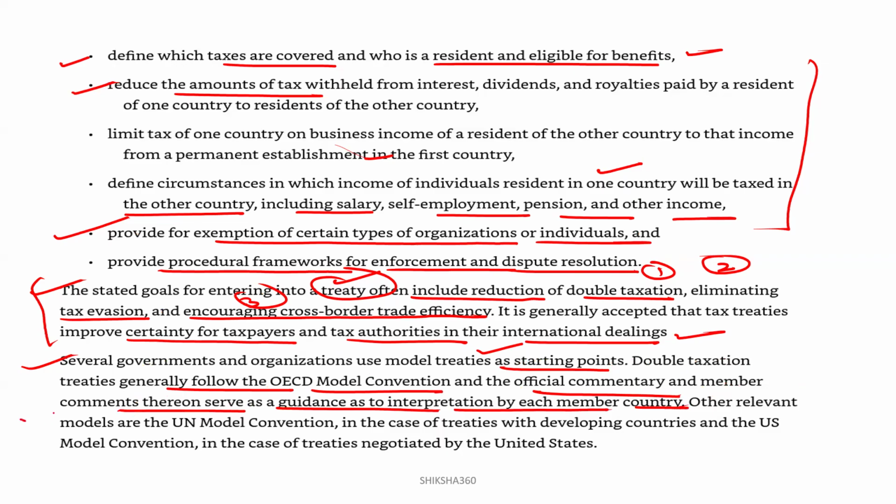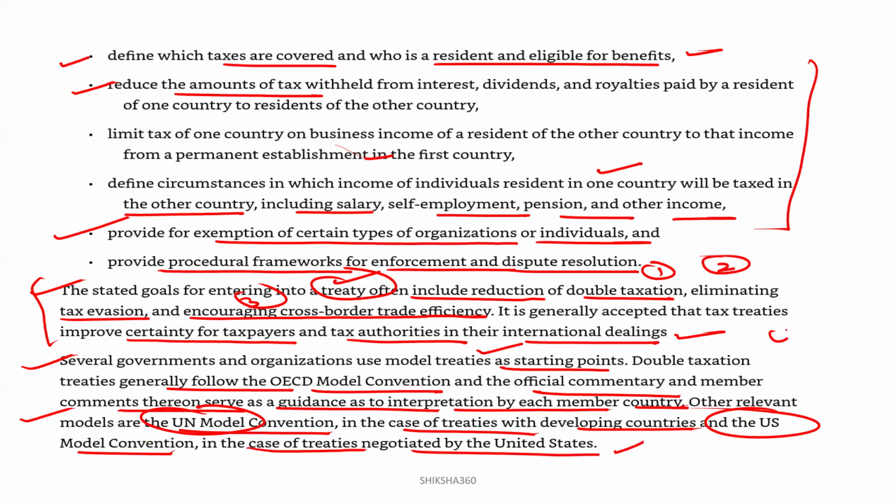Other relevant models are the UN Model Convention in the case of treaties with developing countries, and the US Model Convention in the case of treaties negotiated by the United States. Clear? For the United States, that is the US Model Convention, and in the case of developing countries, the United Nations Model Convention.